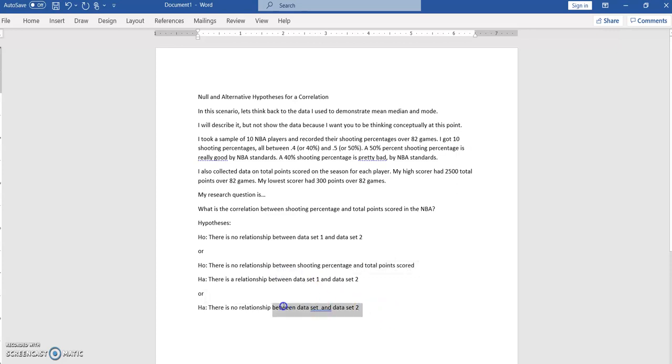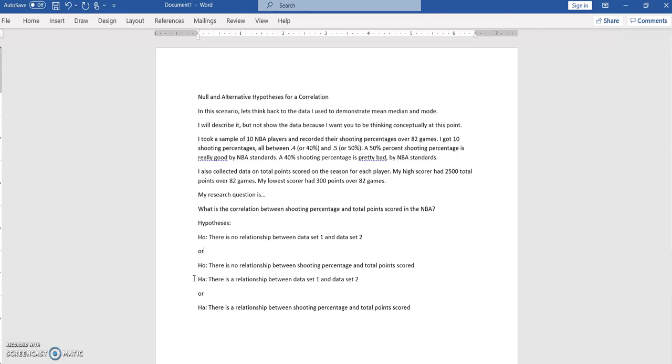Thank you. Control V. Important to edit your work, right? So let me start over here. There is a relationship between data set 1 and data set 2.